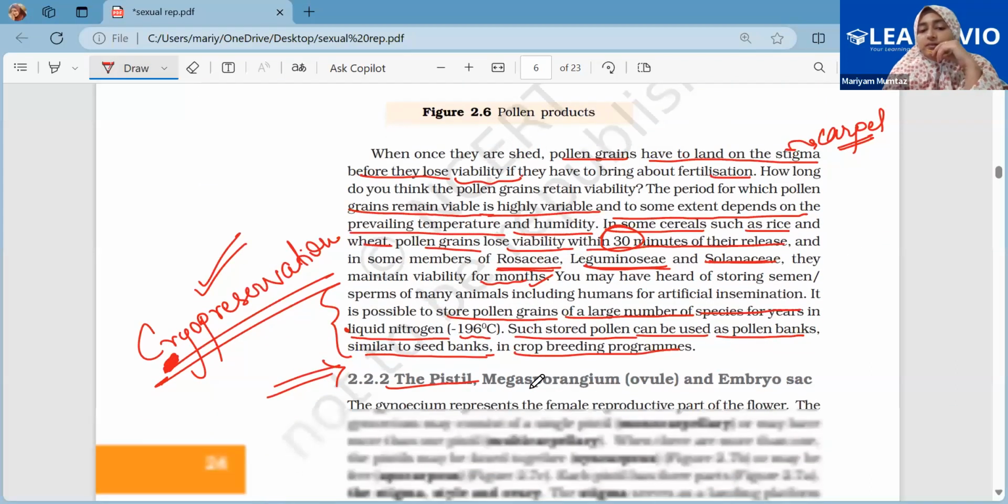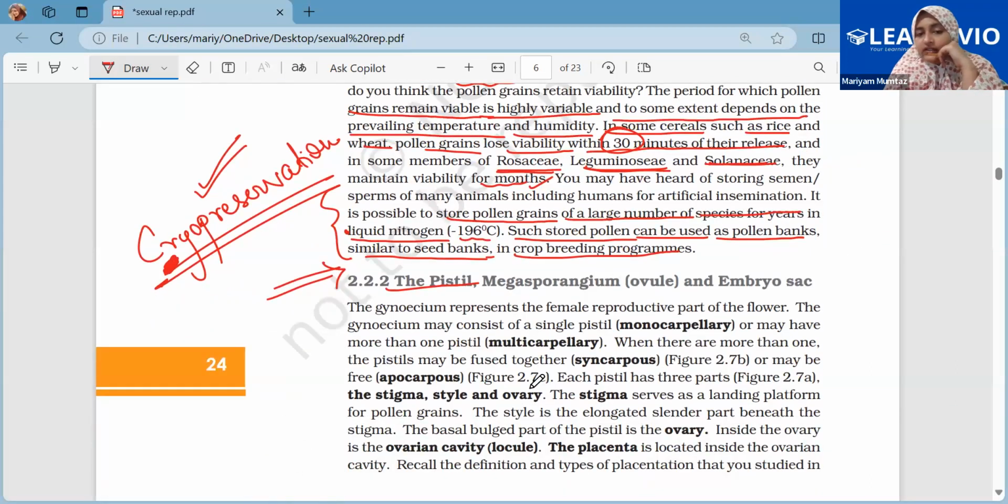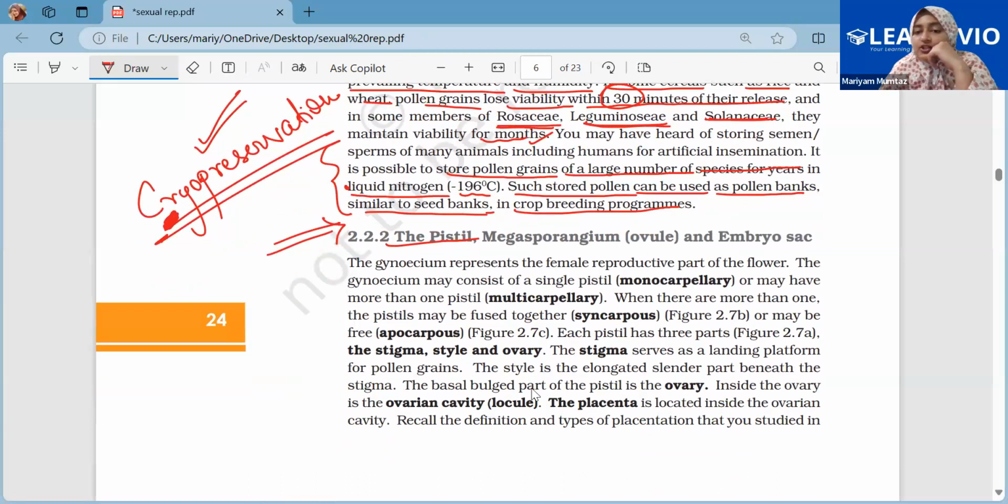All right, now let's talk about the pistil, which is the female reproductive structure. We'll also talk about megasporangium and the embryo sac. Now, the gynoecium represents the female reproductive part of the flower. The gynoecium may consist of a single pistil. Only one pistil is present. So, we'll call that kind of gynoecium monocarpellary because only one carpel is present. Mono means one. It can have more than one pistil or more than one carpel. So, we'll call it multicarpellary.